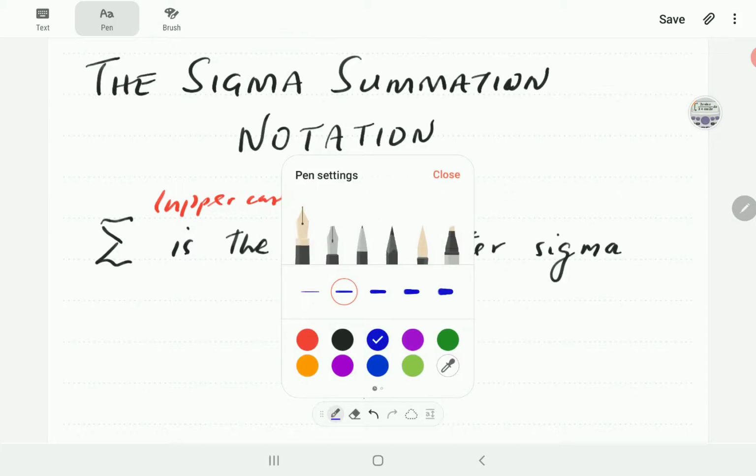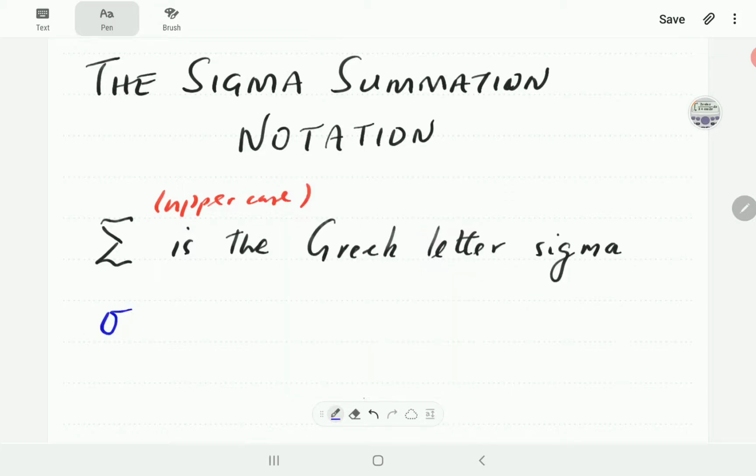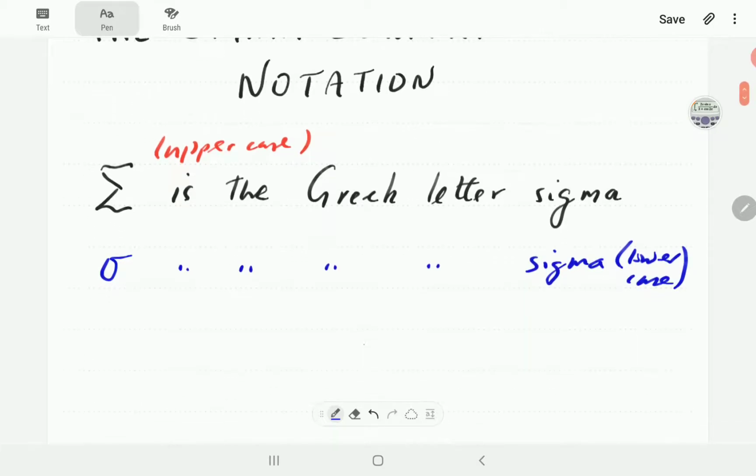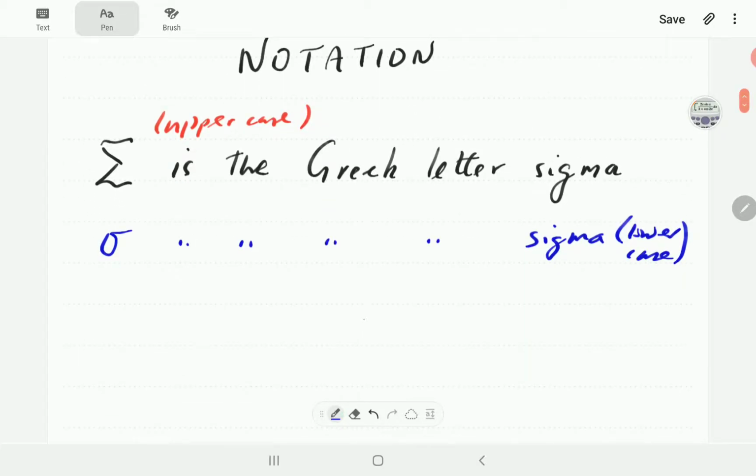The lowercase is this one here. So this one is the Greek letter sigma, but this is lowercase. Now, in mathematics, the Greek letter sigma, the uppercase, is used to denote summation. Okay, so it's used as a shorthand for summation.